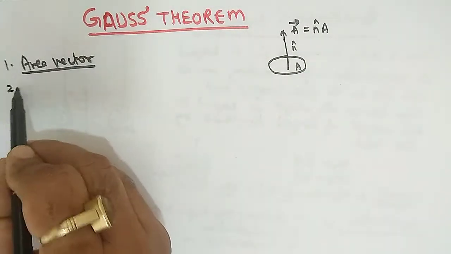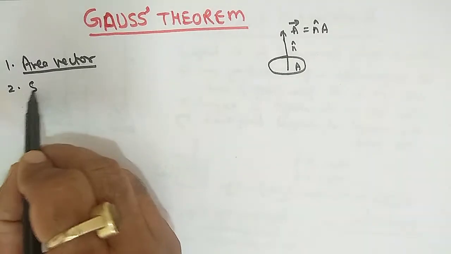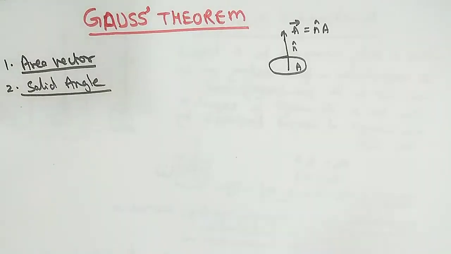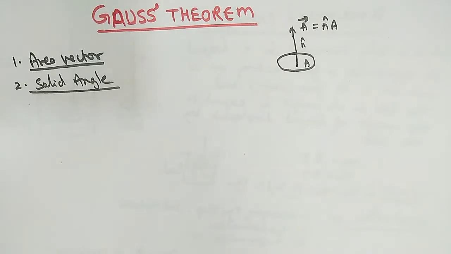Now one more term will be used in the Gauss theorem, that is the solid angle. Dear friends, already we know about the fundamental units and the supplementary fundamental units. In class 11th we had discussed the differences between them. The two supplementary units are the radian and the steradian. Already I think you can remember. So solid angle, one more time I am trying to explain it.